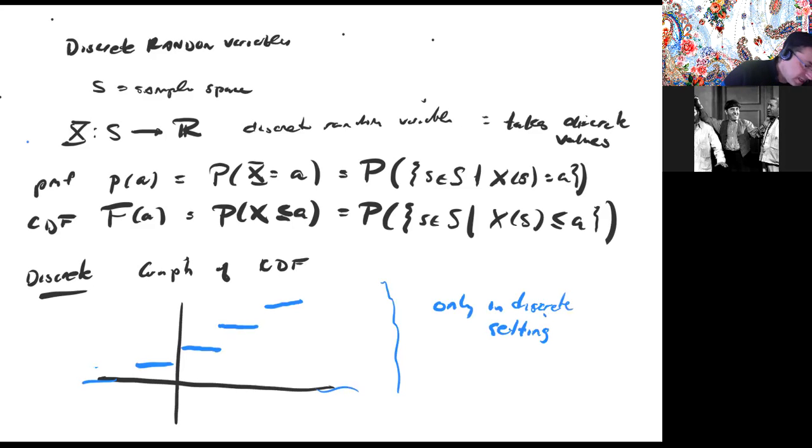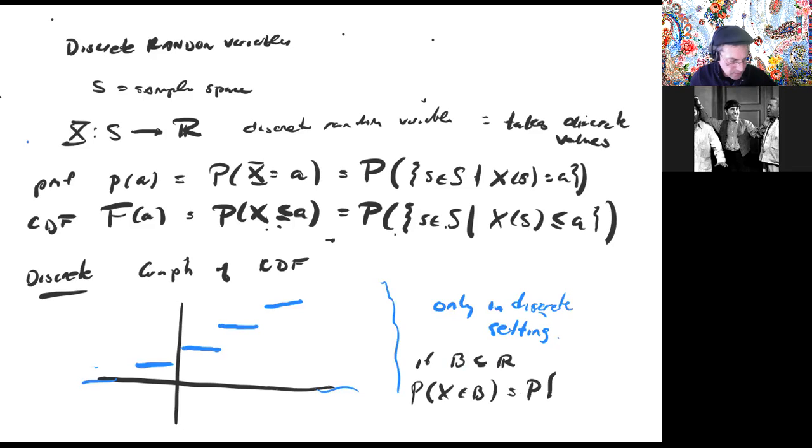So what I want to talk about today is the continuous setting. But before I do, I want to remind you that we can also define one other thing associated with the information. We could say that if B is any subset of the real line, we can define the probability that X takes value in B to be the probability of the event given by the set of all s in S such that X of s is in B.